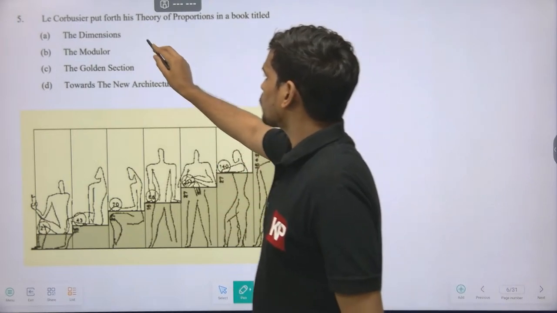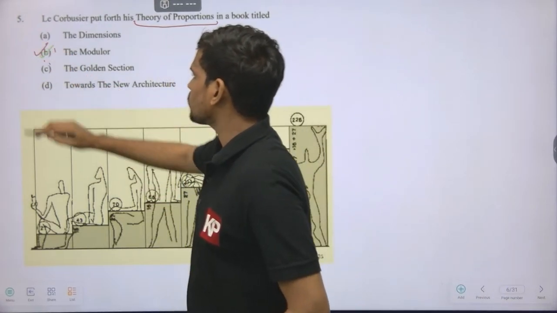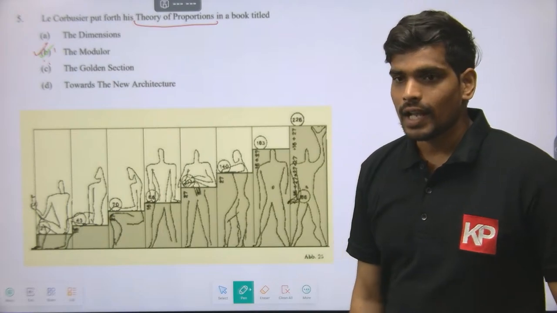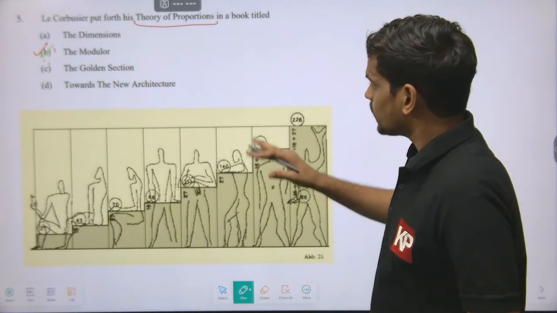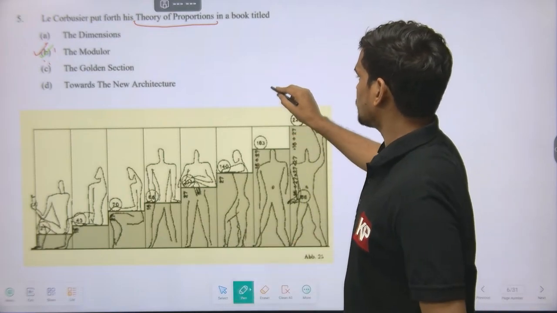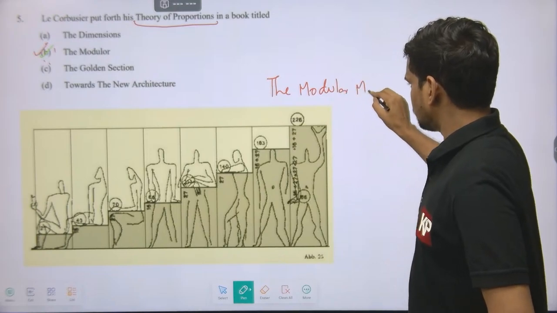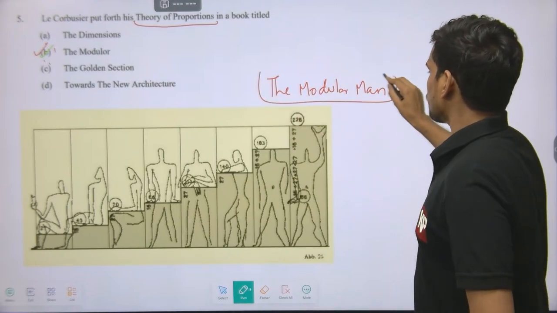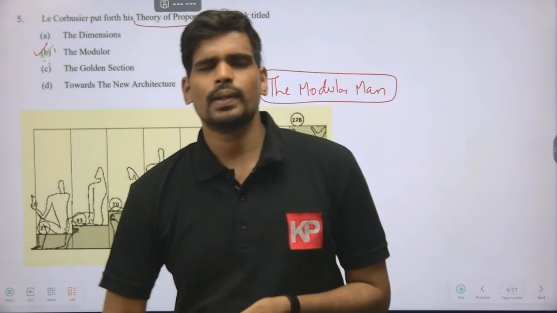The theory of proportions was particularly discussed by Le Corbusier in the book The Modular. I hope you know about the Modular Man. You can see this picture. This is a sketch provided by Le Corbusier in the book The Modular, where he explained the concept of the modular man. It was basically a measurement proportioning system given by Le Corbusier.